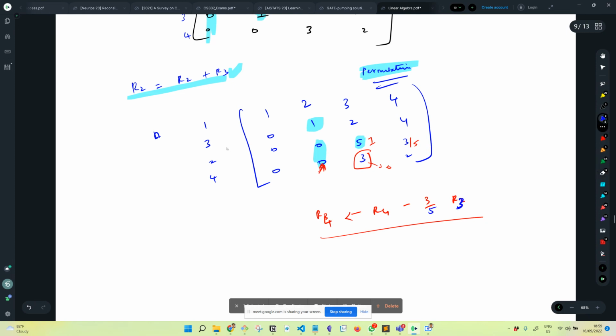Are people able to follow what I mean? What I mean here is that you should be careful in selecting the rows when applying linear combination, so that whatever work you did earlier does not get ruined. Okay?